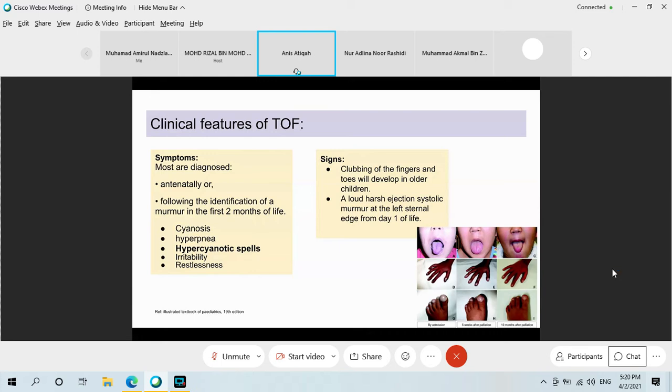Doctor, before that, I want to ask something. Is hypercyanotic spell the same thing as hypoxic spell? Yeah, I think it's the same thing. There are a few terminologies for that: hypercyanotic spell, hypoxic spell, the TET spell. So you might use hypercyanotic spells, TET spells, and hypoxic spells, it is the same thing. It's just different in different groups.